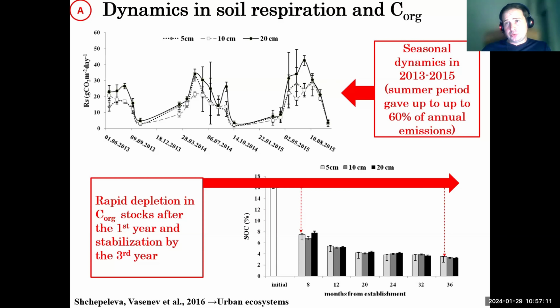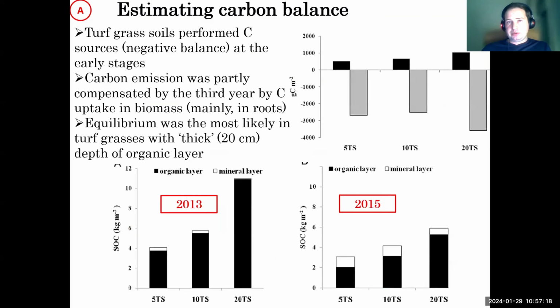So basically, the young technosols were quite serious carbon sources. They emitted a lot. And what is even more important, this emission was not compensated by carbon sequestration, because these were soils with lawns, with grasses, and of course the grasses also grew and accumulated carbon, but that was not enough. We calculated biomass in grasses, biomass in roots, and still emission was way higher.